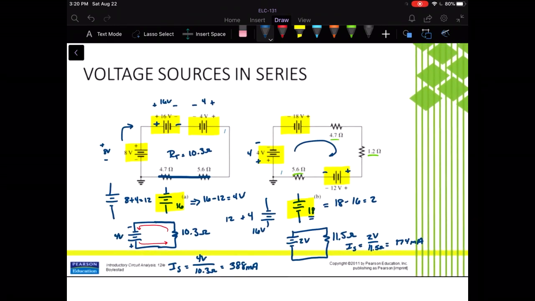As long as we're paying attention to the direction of our voltage sources in series, we can combine them, and we should, when we're trying to find the total current for our circuit.